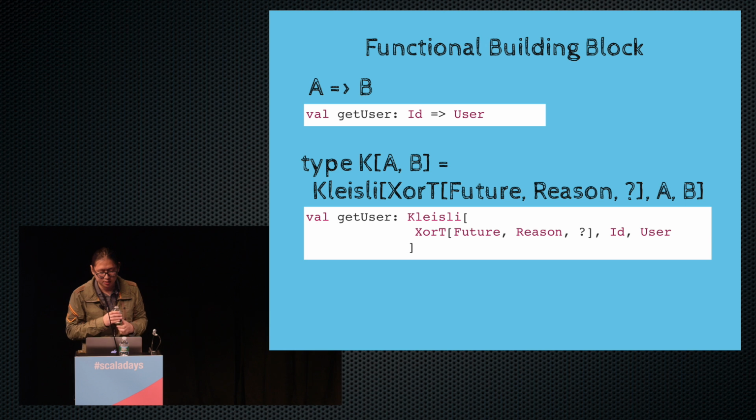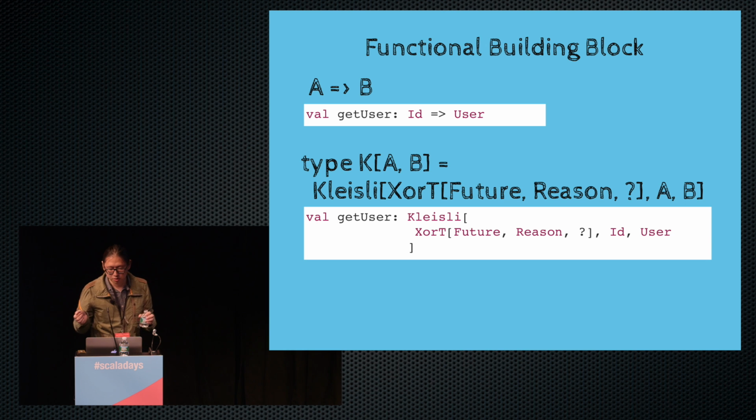So let's look at something more geeky: our functional building block. Before functional programming, how we built applications was basically a function from A to B. For example, getUser takes a user ID and returns a user. The problem with that building block is that, first, it's blocking, it's synchronous. And second, it throws exceptions. So what if the ID couldn't be found? Those are the two main problems of that building block.